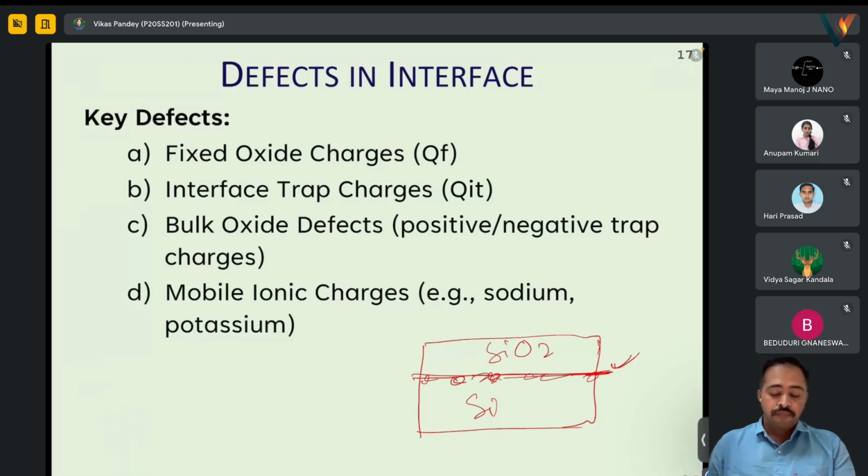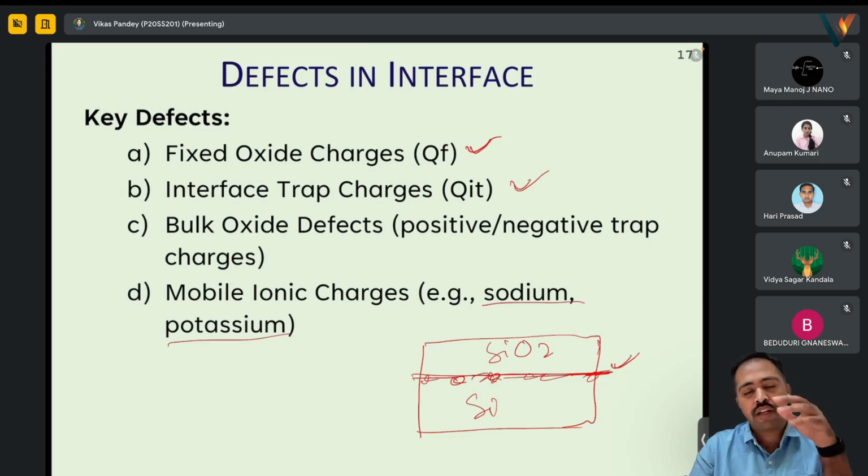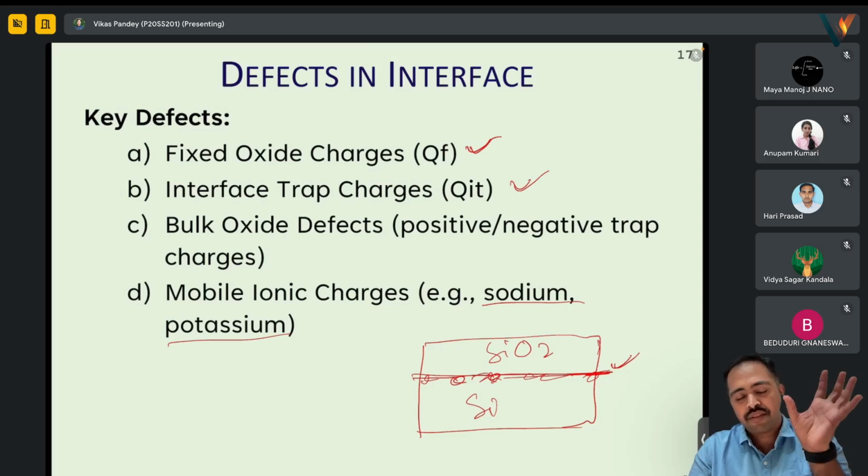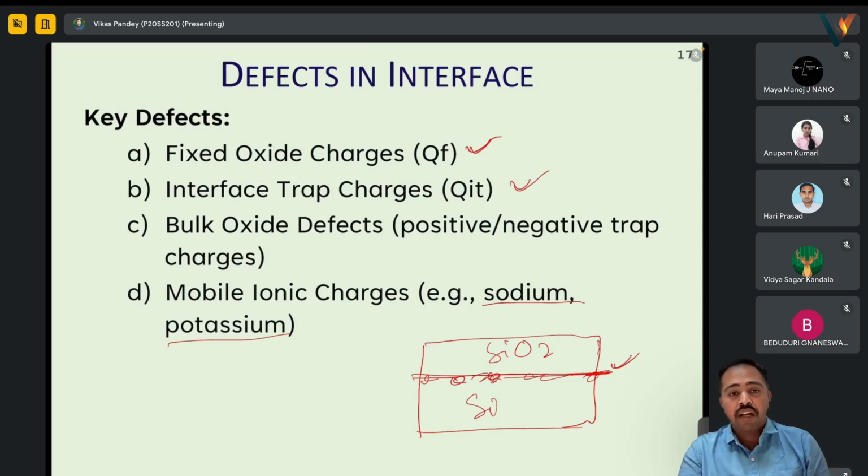One is fixed oxide charge, represented by QF. Second one is interface trap charge, represented by QIT. Then bulk oxide defect, or positive or negative trap charge, where charges are trapped. And mobile ionic charges like sodium or potassium. These can be present in our wafer, or due to some contamination they reach the interface and make mobile ionic charges.